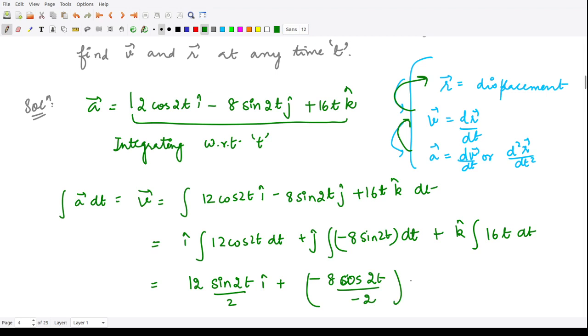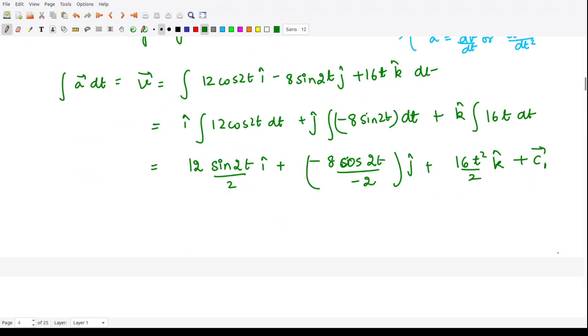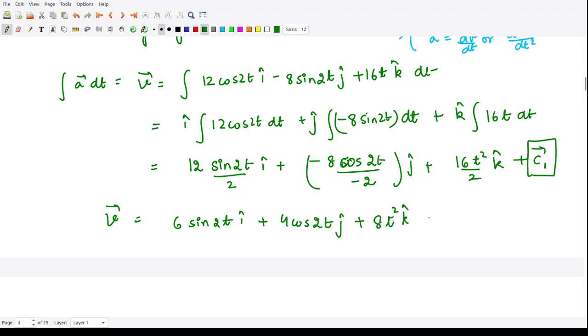So this quantity j cap, and you have 16t square by 2 k cap, plus you also have the vector of integration here. Now here this is the vector of integration, so this is also a vector quantity and not a scalar quantity. This should be noted. So you have the vector v as 6 sin 2t I cap plus 4 cos 2t j cap plus 8 t square k cap plus vector c1. So call this equation number 1.